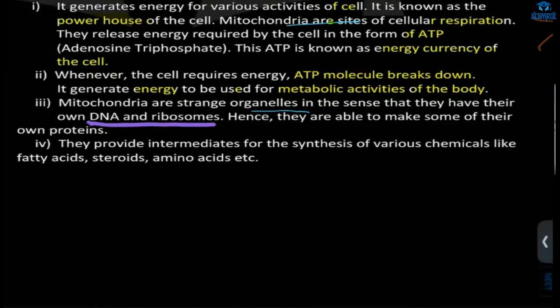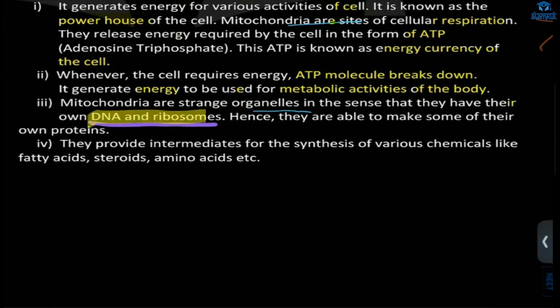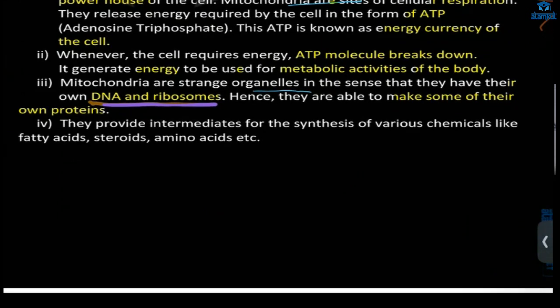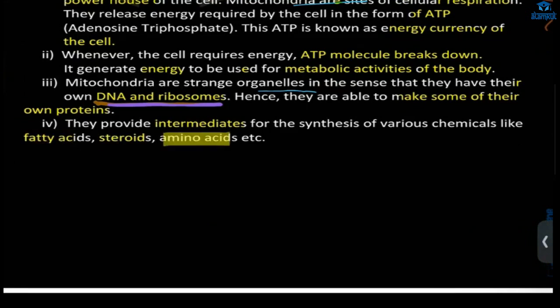Let's see. Mitochondria are strange organelles in the sense that they have their own DNA and ribosome. Hence, they are able to make their own protein. They provide intermediates. What is an intermediate? In a reaction, there is formation of an intermediate, the medial product from which the final product will be formed. There are chemicals like fatty acids, steroids, amino acids. This intermediate will help in the synthesis of fatty acids, steroids, or amino acids.